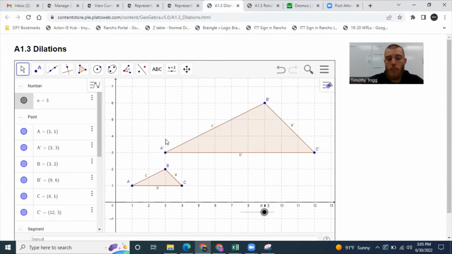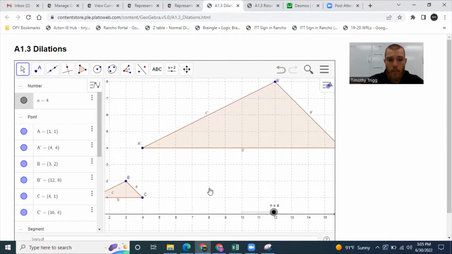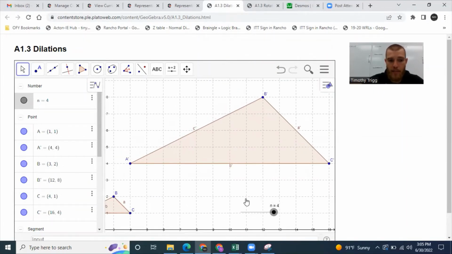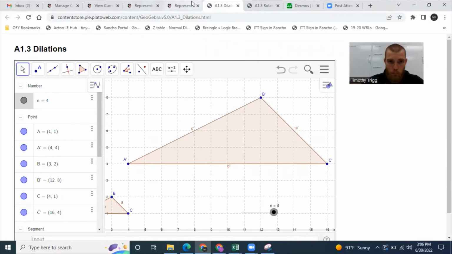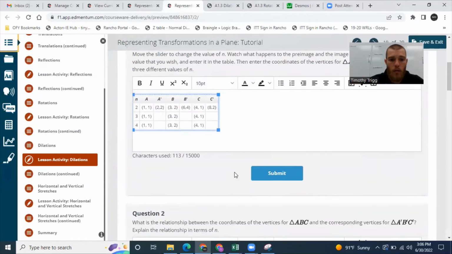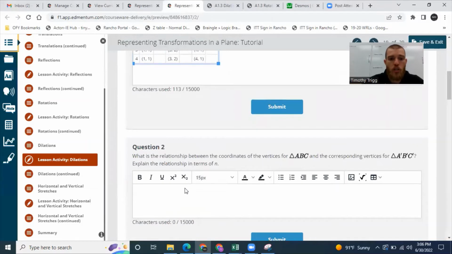Okay, then put the coordinate points for A prime, B prime, and C prime. Then change n to 4 and put the coordinates for A prime, B prime, and C prime. What is the relationship between the coordinates of the vertices of triangle ABC and the corresponding vertices for the image, triangle A prime, B prime, C prime? Explain the relationship in terms of n.